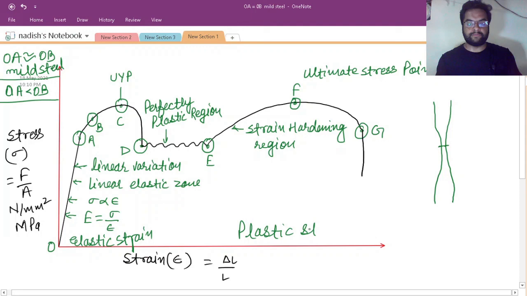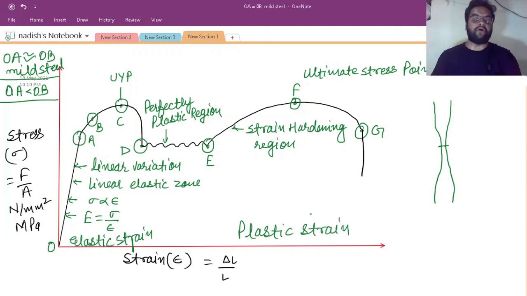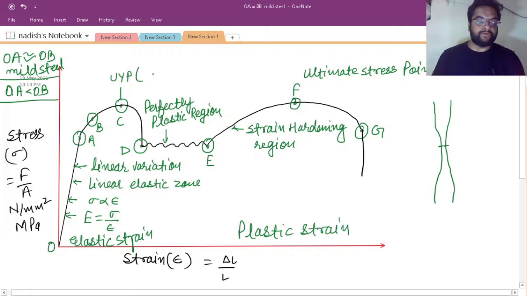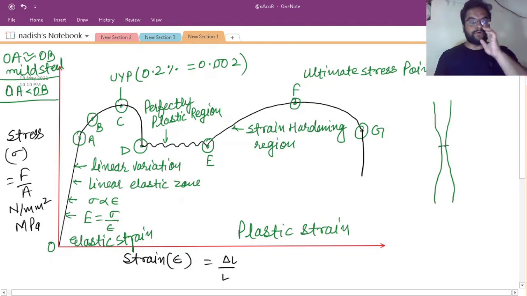The upper yield point at point C is normally found at 0.2% or 0.002 strain. Okay, so this was pretty much about the stress strain curve.